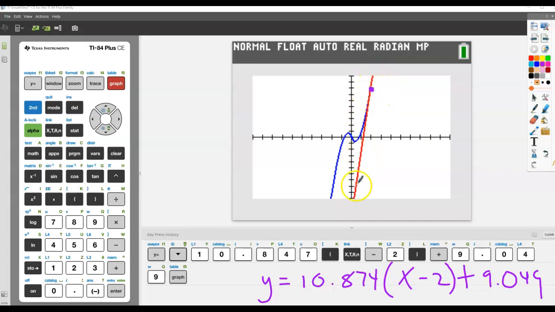And the slope of that red line, which is the tangent line, represents the instantaneous rate of change of the blue function at that point, x equals 2. Okay? And so there it is. So that is how you use a calculator.